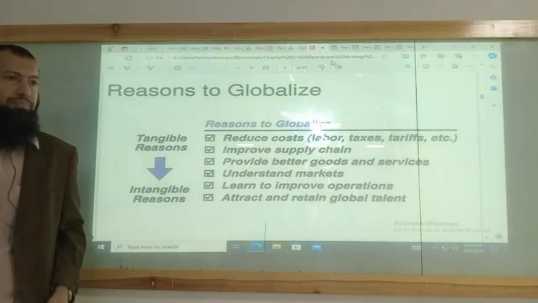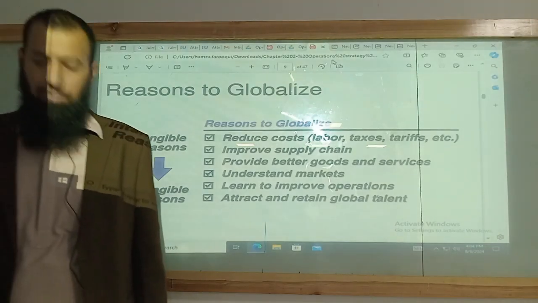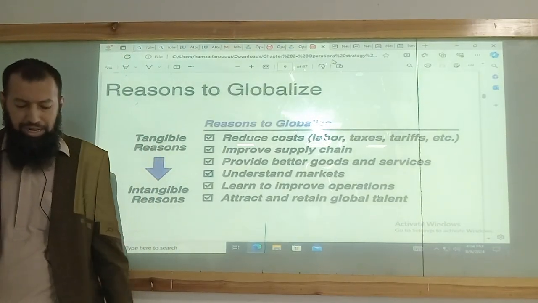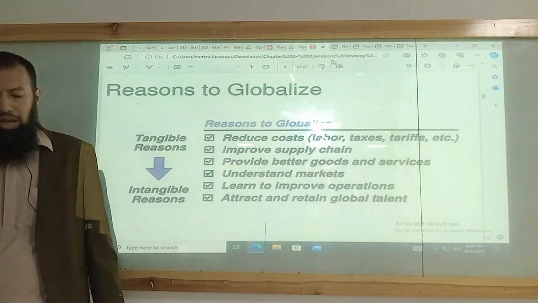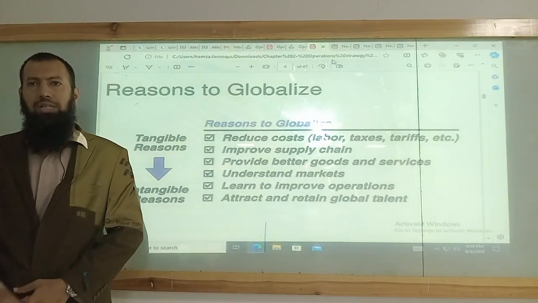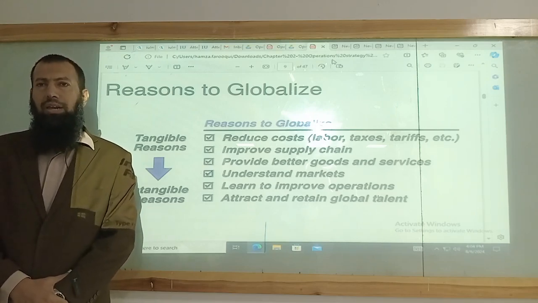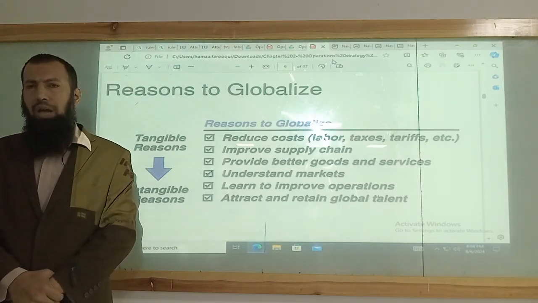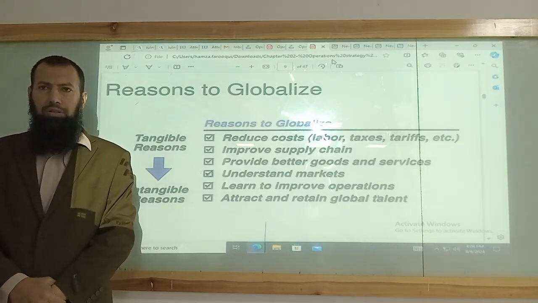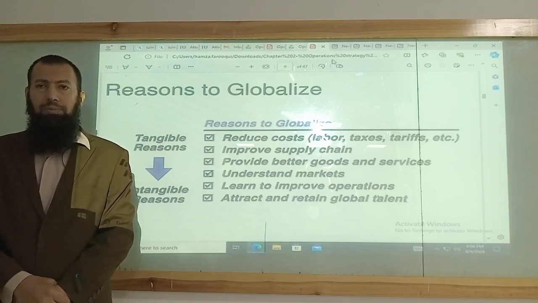Sir, what about the Scandinavian countries? See, if you look at the Scandinavian countries, they are welfare states of a kind, and they tax you heavily. Yes, the heavy taxes. Since you have to follow their policies as well, and the taxes are high.